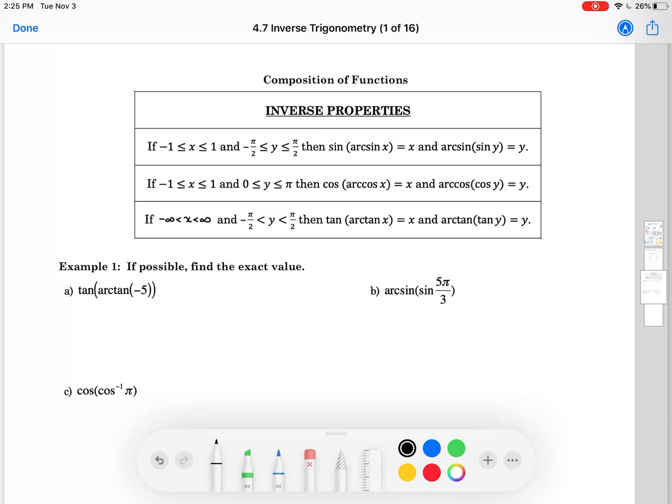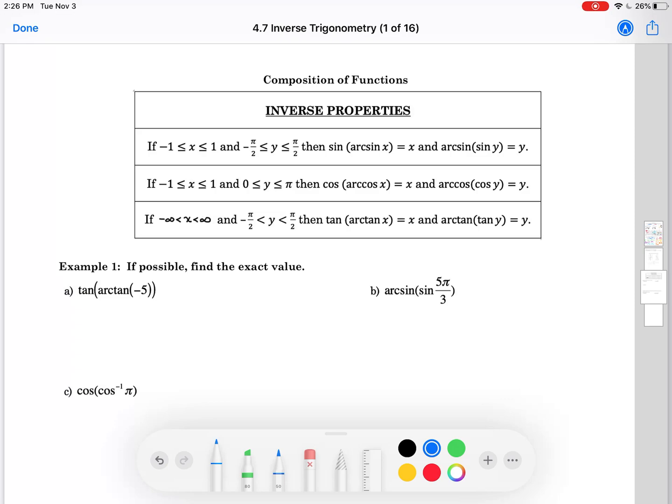Again, with cosine, as long as our domain and range are correct, between -1 and 1 for x and 0 and pi for y, then our cosine and our arc cosine can cancel out. And then with tangent, same thing, as long as we fall into the correct domain and range. So as long as our x is a real number, which it's going to be, and as long as y is between -pi/2 and pi/2, then tangent and arctan can basically cancel out, and I'll just be left with the number on the inside.